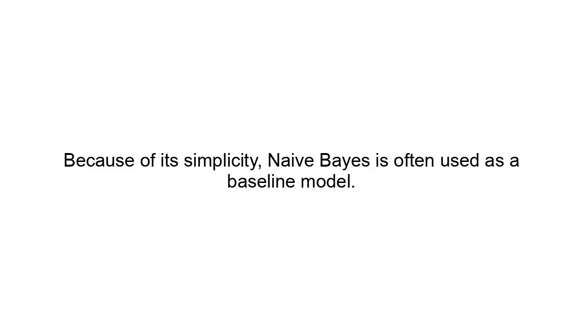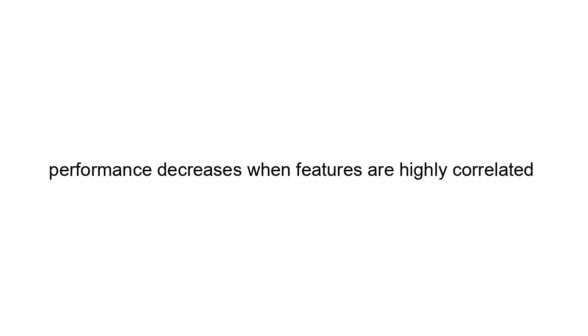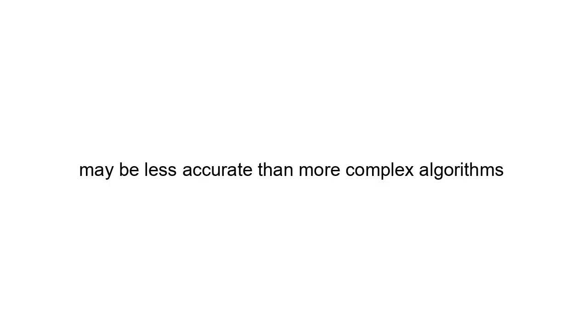Advantages of naive Bayes. Naive Bayes has several advantages. Advantages include very fast training time, works well with small datasets, performs well for text classification, easy to implement, and handles high-dimensional data. Example concept: simple probability model means fast and efficient predictions. Because of its simplicity, naive Bayes is often used as a baseline model.